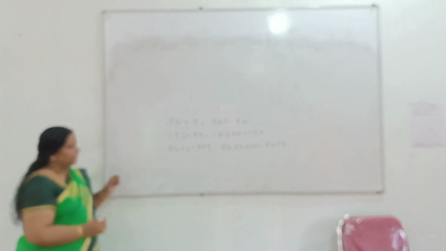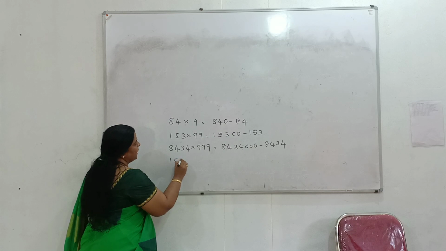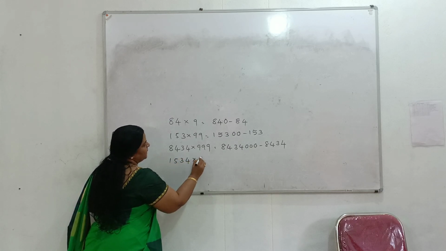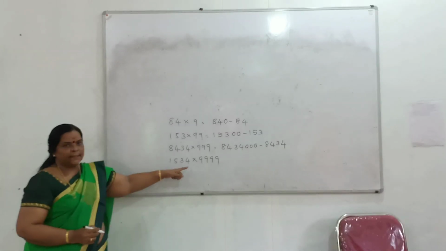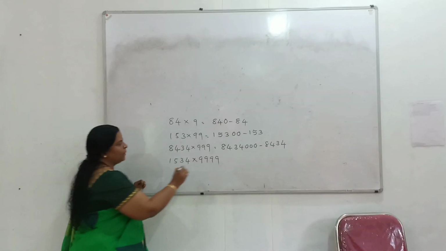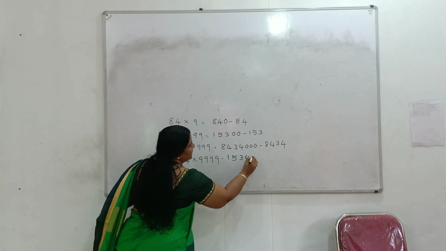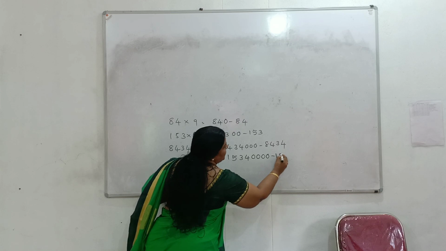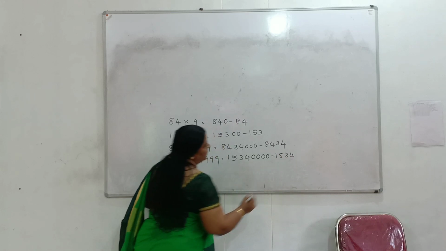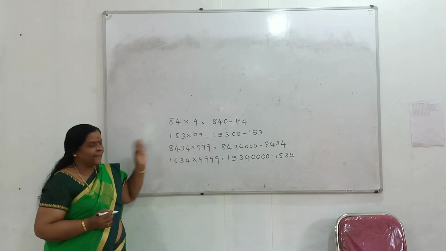Let us see the multiplication of a number by 9999. How many 9s are here? 4 9s. So put 4 zeros to that number, 1534 0000, and subtract 1534 from that number, we will get the answer. That is multiplication of numbers by 9.